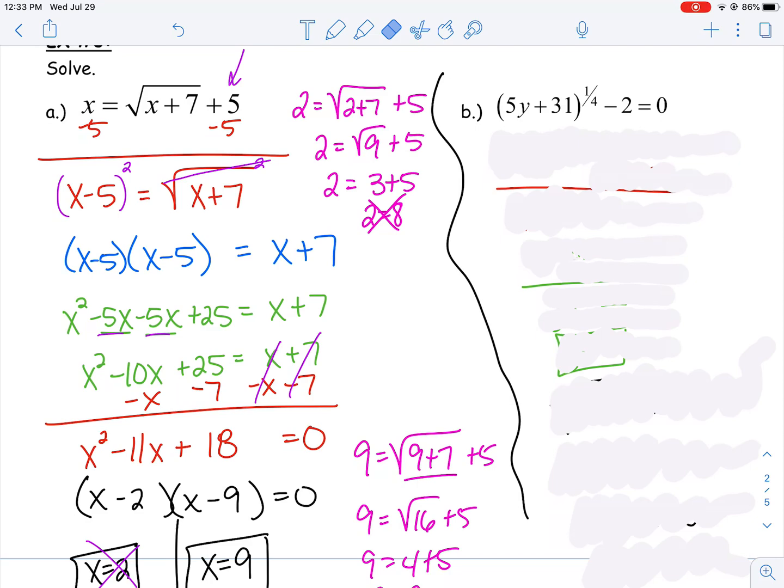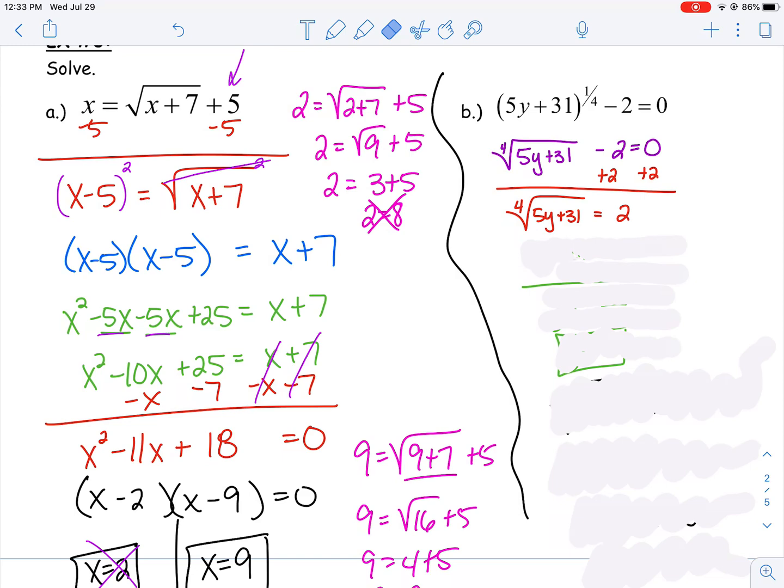So I can take this 5y plus 31 to the 1/4 power, and I can actually change it into radicals. I can really say that that's the 4th root of 5y plus 31, minus 2 equals 0, of course. Now, this is a radical equation, and I can follow my steps for solving a radical equation. I can get the radical by itself, by adding 2 to both sides. Then I can get rid of the radical.